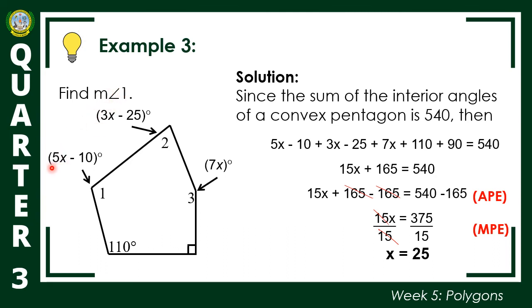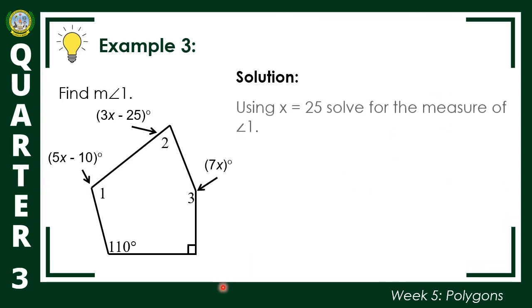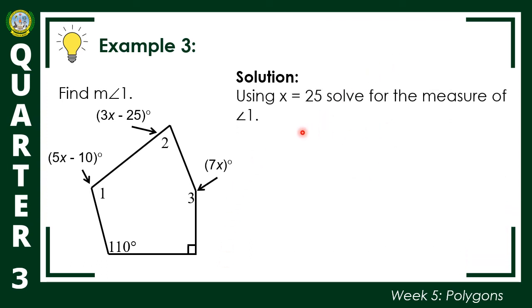Ang measure po niya ay 5x minus 10, which means yung value ng x na nakuha natin, isa-substitute pa natin dito sa x na to. Okay? Okay, so substitute na po natin. Using x equals 25, solve the measure of angle 1.